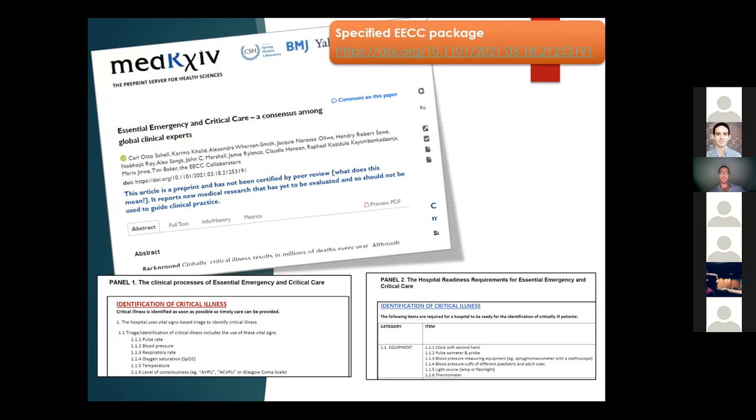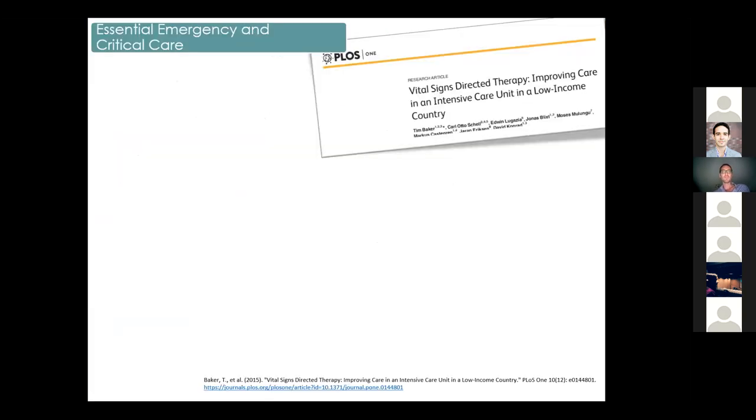This has just been published as a preprint a few days ago, a consensus project we have done among different global clinical experts. So you can see the link there. And we basically specified which are the processes in essential emergency and critical care and what hospitals need to be able to provide these processes. So please go to that link and see what is thought of by clinical experts to be the essential care for very sick patients.